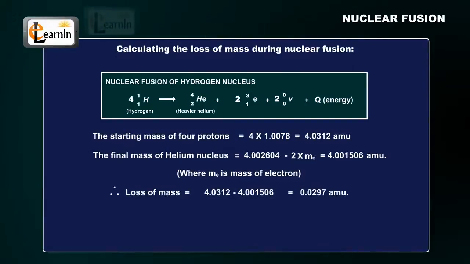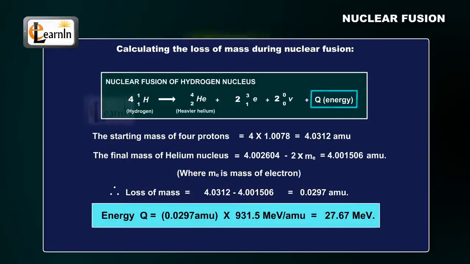Therefore, the loss of mass is 4.0312 minus 4.001506, which is equal to 0.0297 AMU. This is equivalent to the energy given by Q is equal to 0.0297 AMU times 900 mega electron volts per AMU, which is equal to 27.67 mega electron volts.